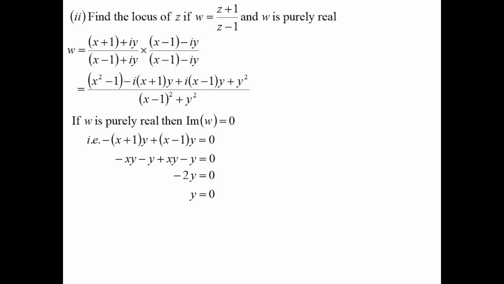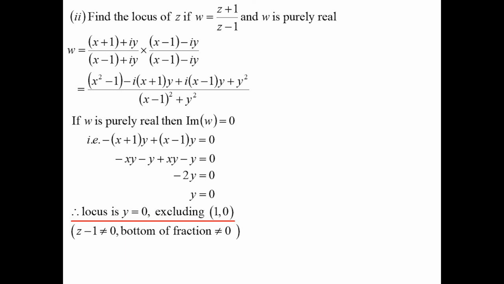However, there is a point of exclusion. Because again, go back to the original function. If z was equal to 1, I'd get 0 on the bottom of the fraction. Can't have that. So therefore, we can't input it. It's not in our domain. 1, 0. So the locus is y equals 0. Okay, another way of doing it, through geometry, if I play with the arguments.